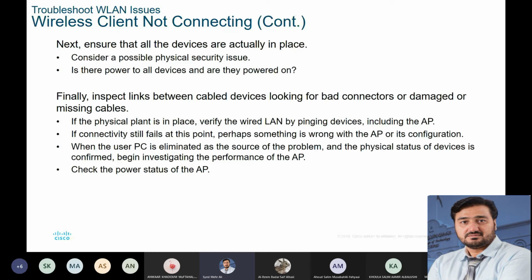Wireless client, okay. I don't need to discuss all the things in detail, because we need to move forward to the actual practical. Wireless client not connecting: sometimes there is a problem with the wireless client. Then what you need to do is ensure that all devices are actually in place, and consider physical security issues. Is there power to all the devices, and are they powered on? Finally, inspect the link between the cable and device, looking for bad connectors, damage, or missing cable.